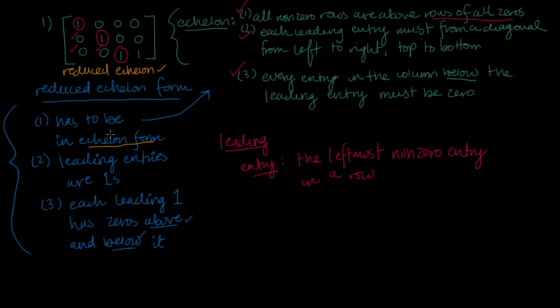Now that we know it's in echelon form, let's check to see if it's reduced echelon form. We know that it follows the first qualification for reduced echelon form because a reduced echelon form matrix already has to be in echelon form, and we already figured out that it was. Are all the leading entries 1? They are. How about the zeros above and below it? Well, we already checked the zeros below it. Let's check the zeros above. There are zeros above this leading entry, and above this leading entry, there are zeros above it as well. So that's why this matrix is in reduced echelon form.